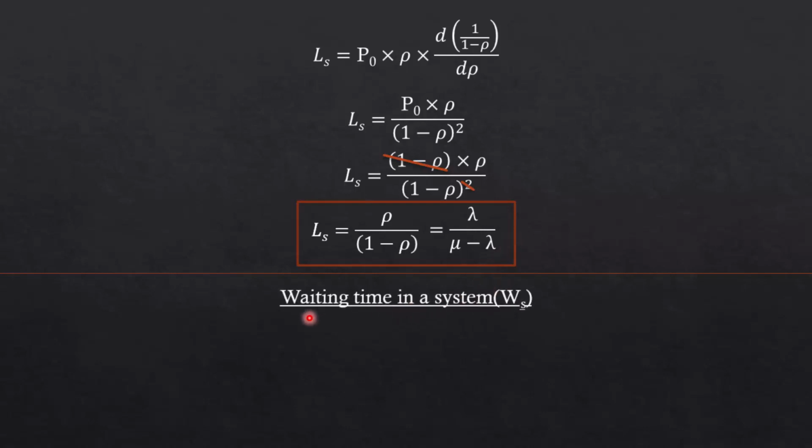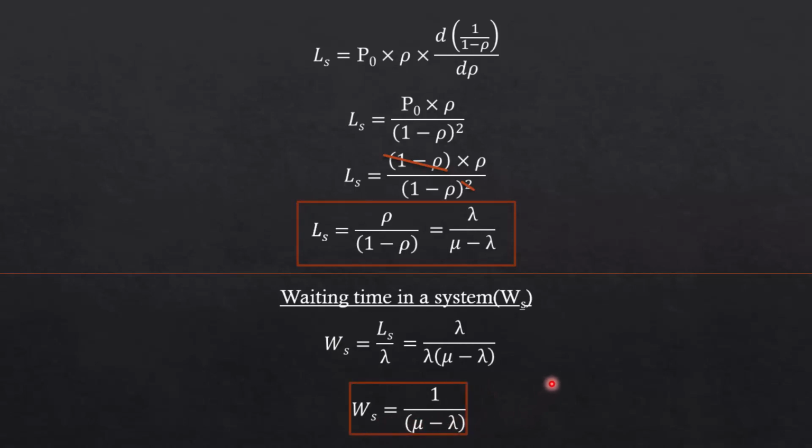Now let us see another term, which is the waiting time in the system. Waiting time in the system is represented by Ws, and it is given by Ls by lambda. If we put the value of Ls from the above equation, we simplify this as lambda by mu minus lambda, and if we simplify further, we find the waiting time in the system Ws as 1 upon mu minus lambda. So this is another important result we need to remember.